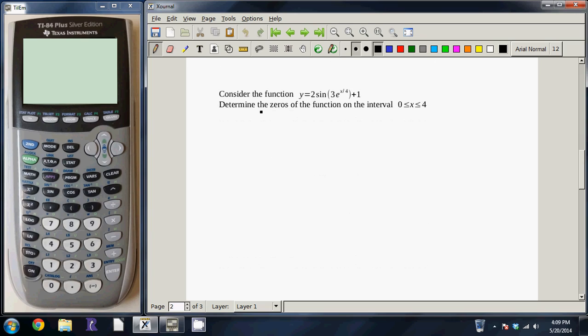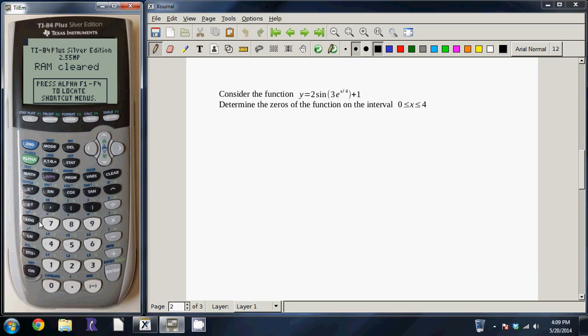Consider the function y equals 2 sine of 3e to the x divided by 4 plus 1. We'll determine the zeros of the function on the interval between 0 and 4. So load up our calculator and plug in the function. Once we have this, we're going to go ahead and graph it in just our standard window, which is negative 10 to 10 on the x-axis and negative 10 to 10 on the y-axis.